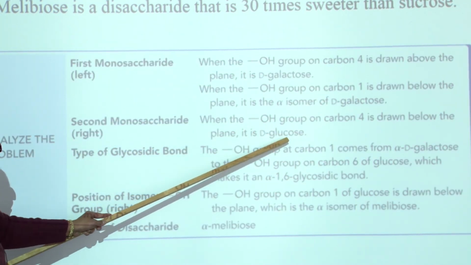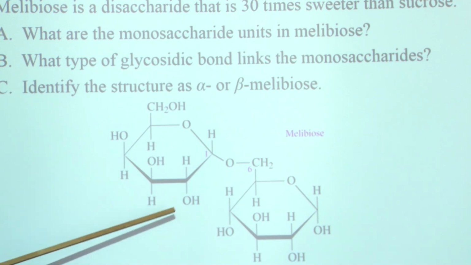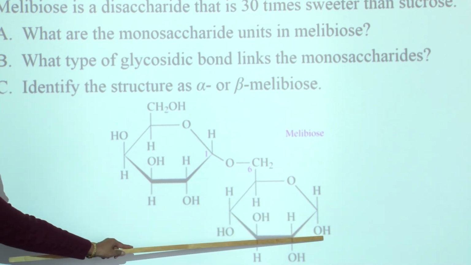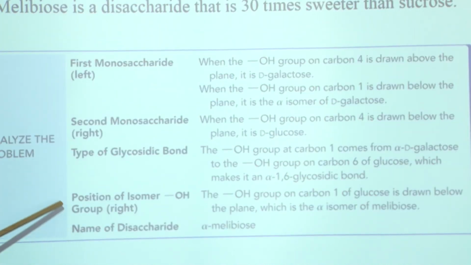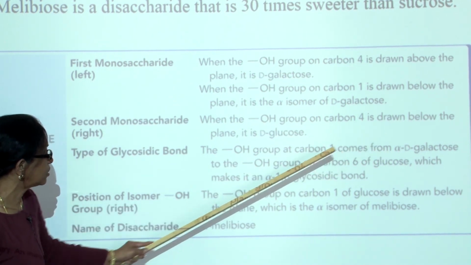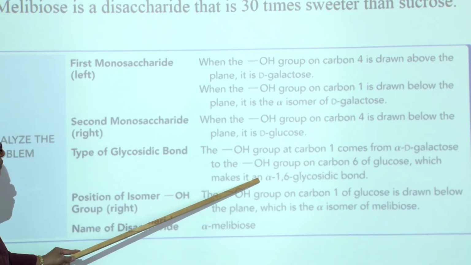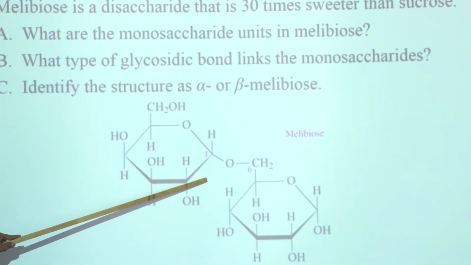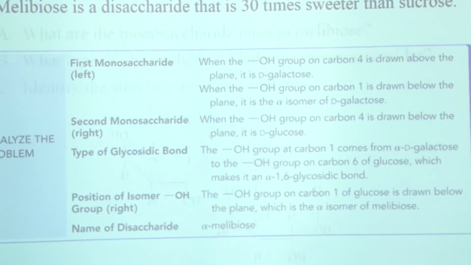Second, when the OH group on carbon 4 is drawn below the plane, it is D-glucose. I'm going to go for second carbon below, D-glucose, alpha isomer. Okay. Type of glycosidic bond. The OH group in carbon 1 comes from the alpha D-galactose, and the OH group of carbon 6 of glucose, which makes it an alpha 1,6 glycosidic bond. So we identify two things.